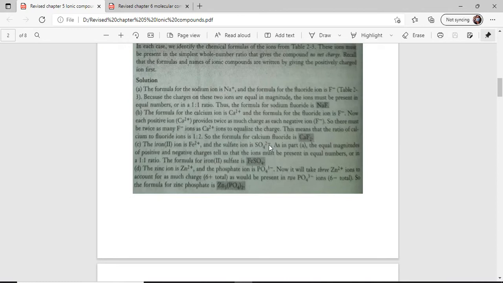Then its charge is 2 negative. Okay? Since 2 plus and 2 negative, it will become neutral. As part of the equal magnitude of your positive and negative charge, it tells us that the ions must be present in an equal number. Okay, therefore, the ratio is 1 is to 1.